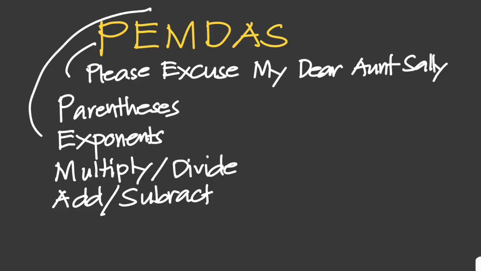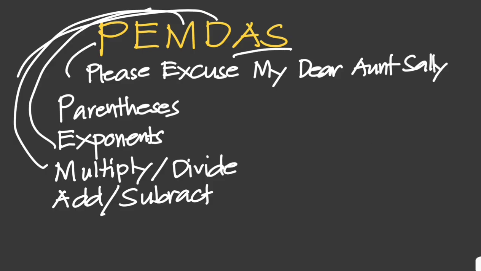Then E here is for exponents. We evaluate the exponents next. Then we have multiplication and division. So we multiply and divide. Then we work from left to right in our multiplication and division. Then the last ones are add and subtract. So lastly, we work from left to right in our addition and subtraction.